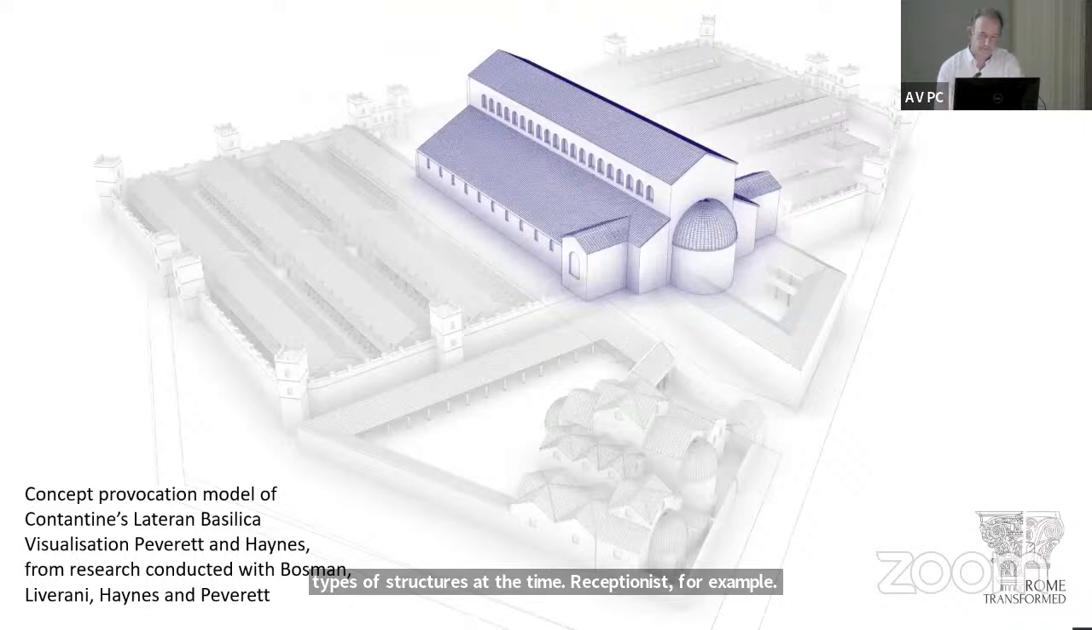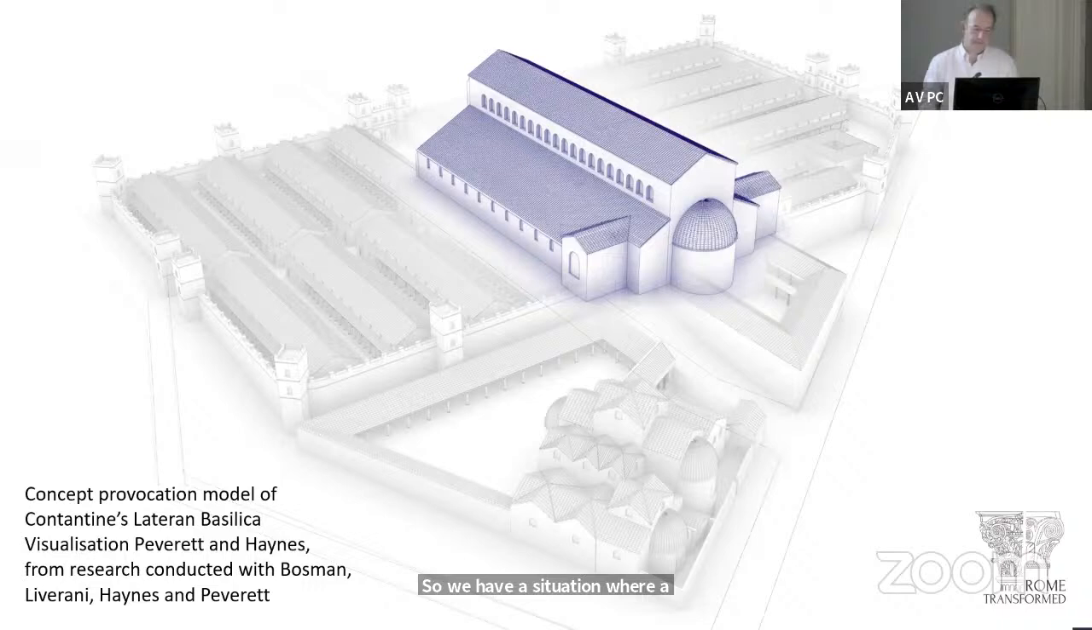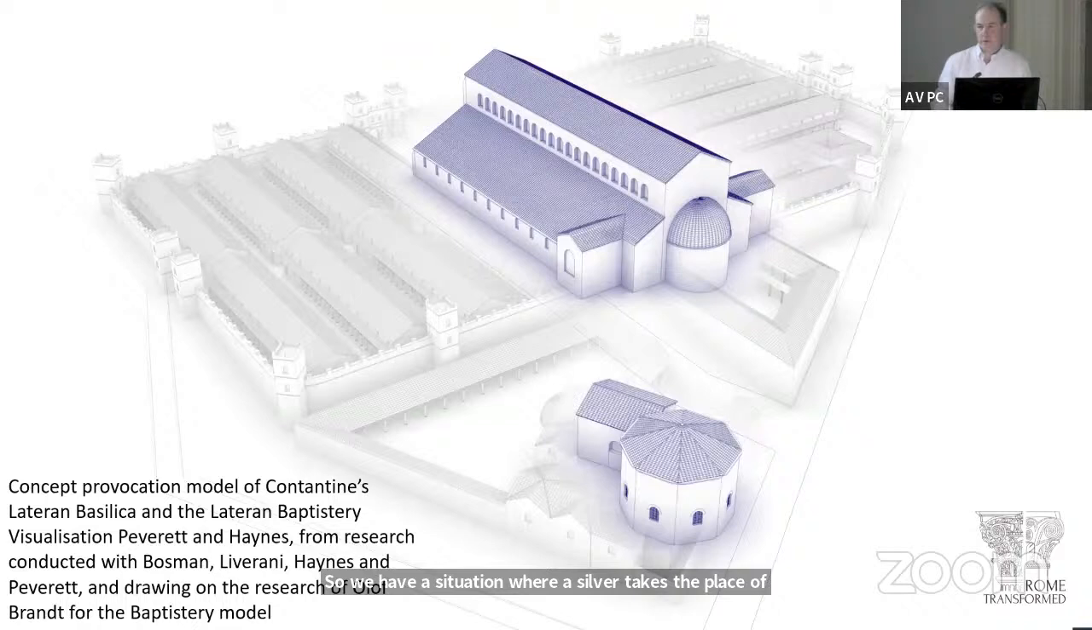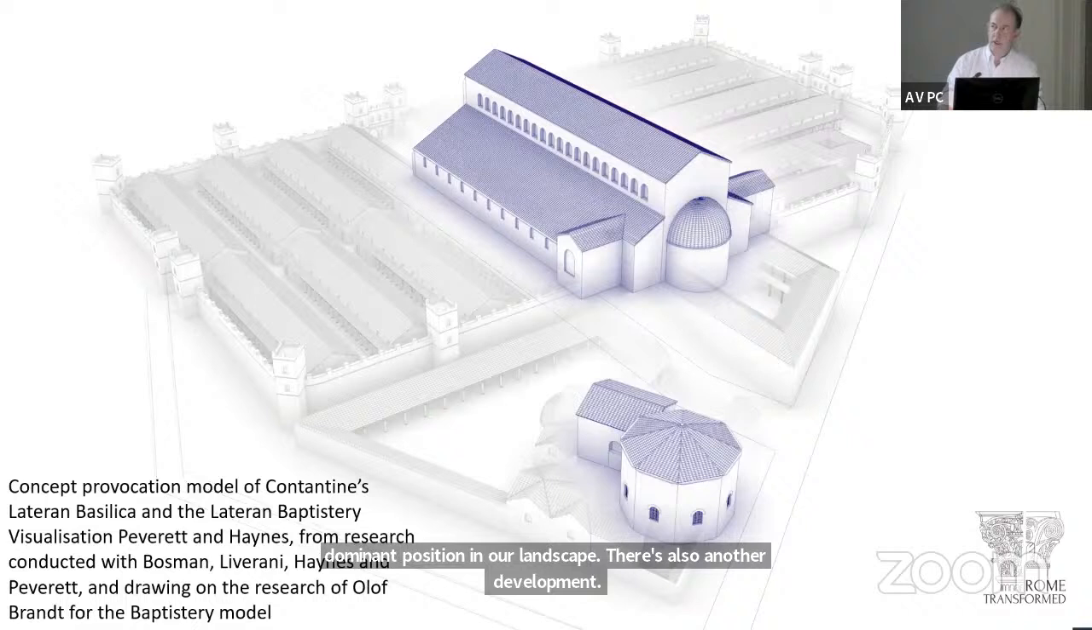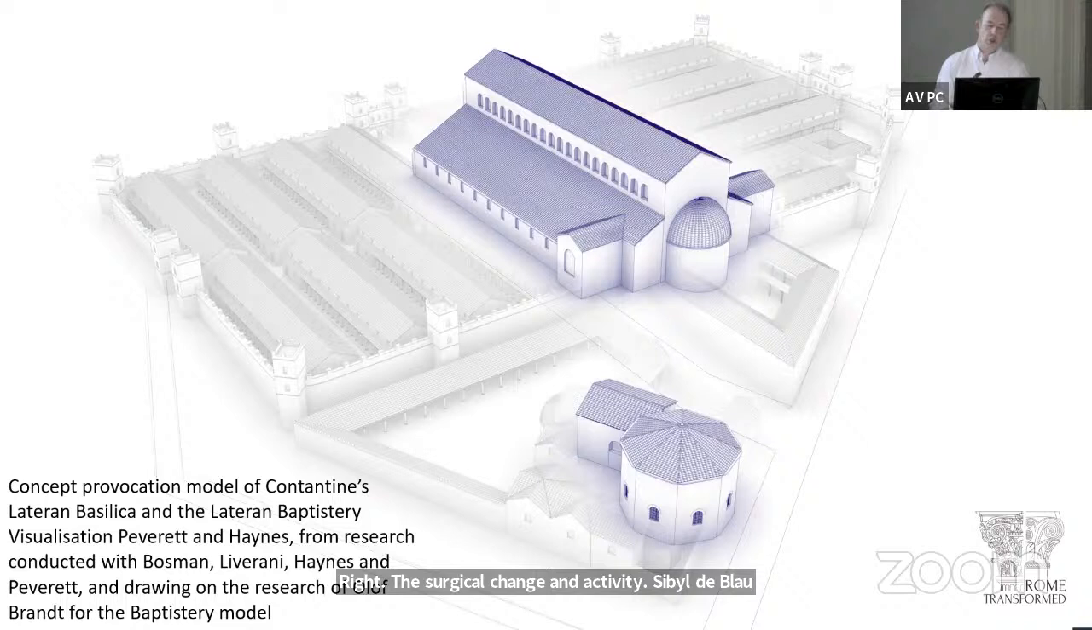So we have a situation where a basilica takes the place of a fort in a dominant position in our landscape. But there's also another development when we think about liturgy. The great scholar of liturgical change and activity, Sible de Blaauw, has noted that the relationship of the basilica to the first baptistry, the first purpose-built baptistry, raises its own interesting questions about the nature of worship in the early church.